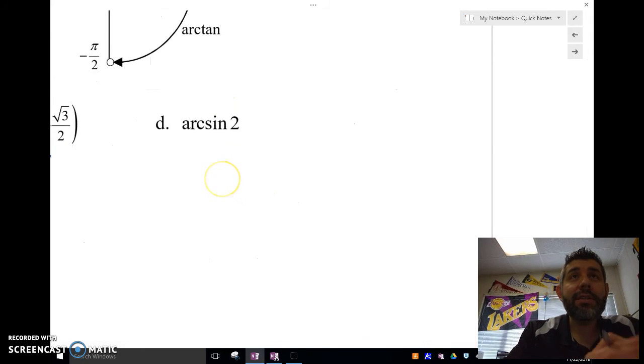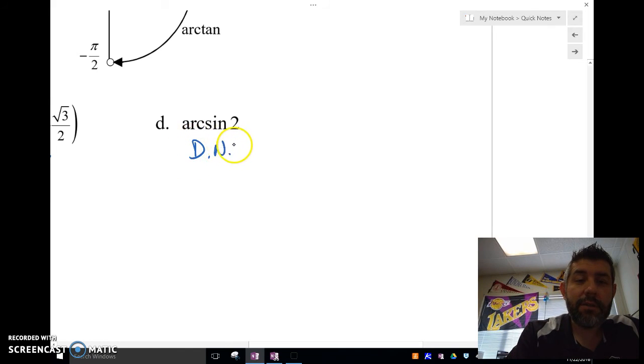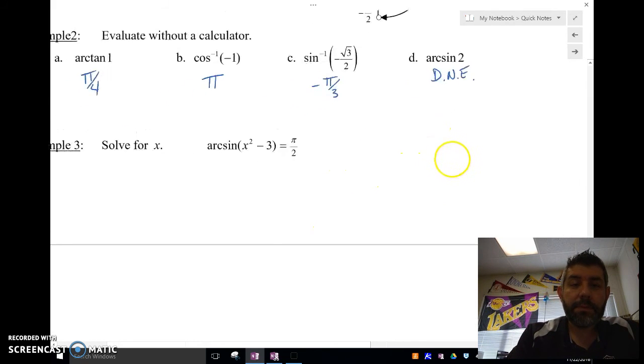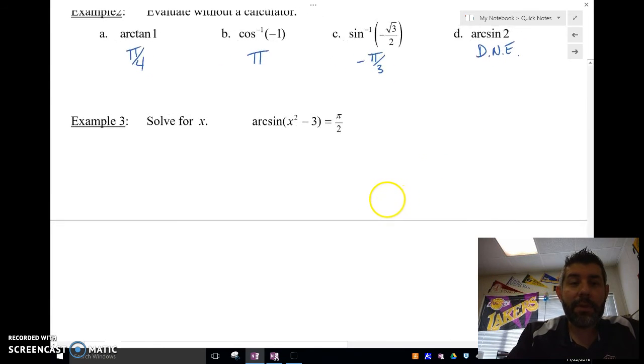All right, what about the arcsine of 2? Well, that's really asking what is the angle where the sine is going to be 2? Well, it's a unit circle, right? Not a double unit circle. So this doesn't even exist. DNE. We can't even find that, so it's not even part of our problem here.